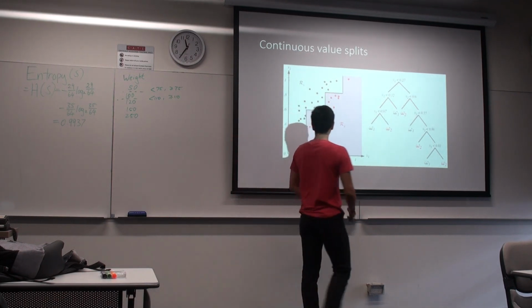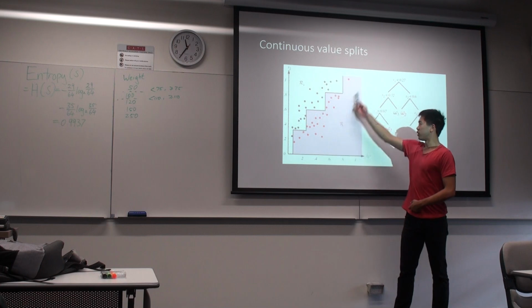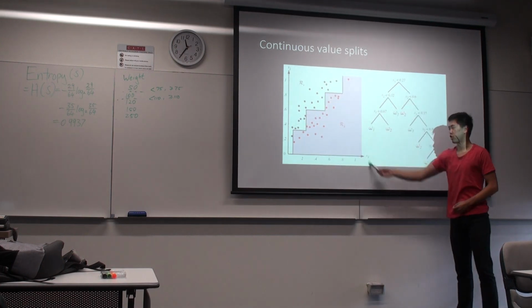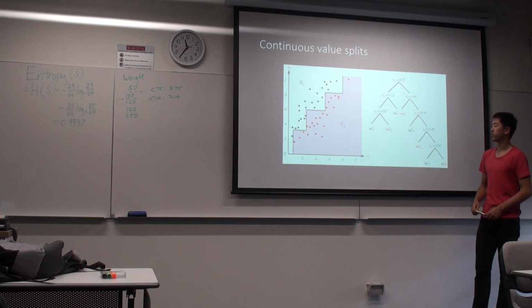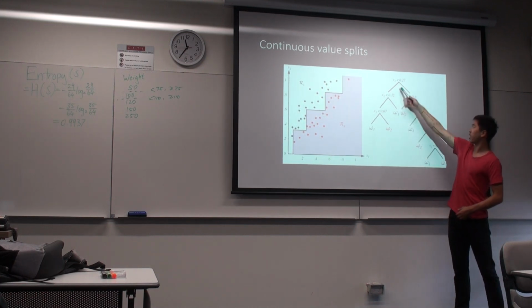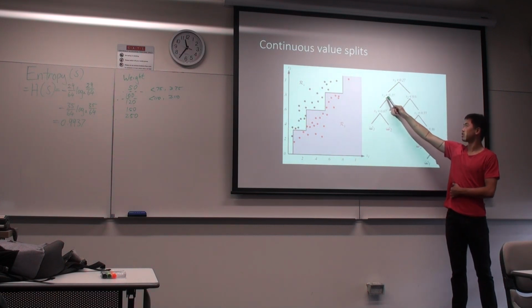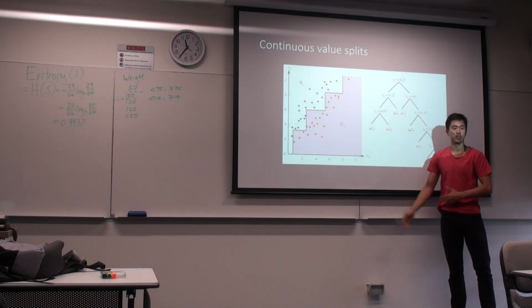So here we're trying to classify between the red data points and the black data points. And this is the decision tree that represents what's going on there. So is x less than 0.27? If it is, is x2 less than 0.32, etc.